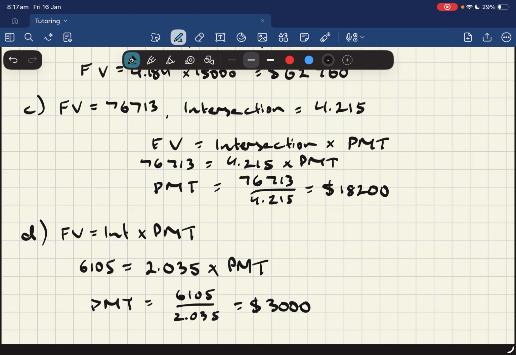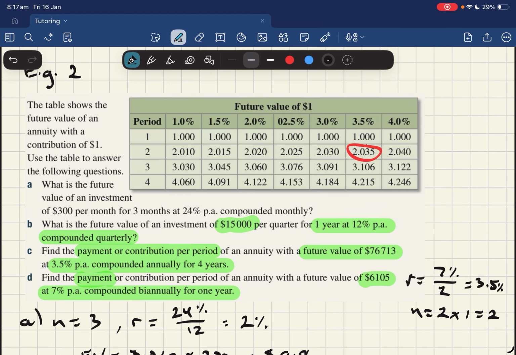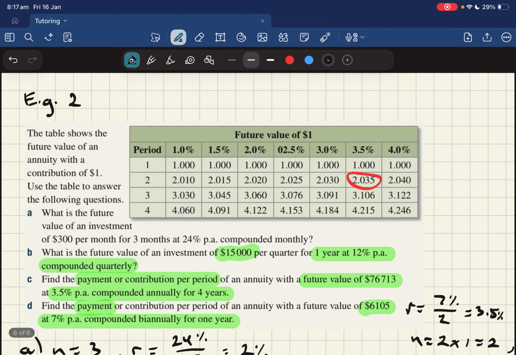So this is how we can use a future value table to find either a future value or find a payment for a whole bunch of different conditions. The wording will probably throw you off more than anything. We have to remember what it means to compound, say, biannually, and we have to be careful for the periods we are choosing as well as the rates, depending on what the question is telling us.